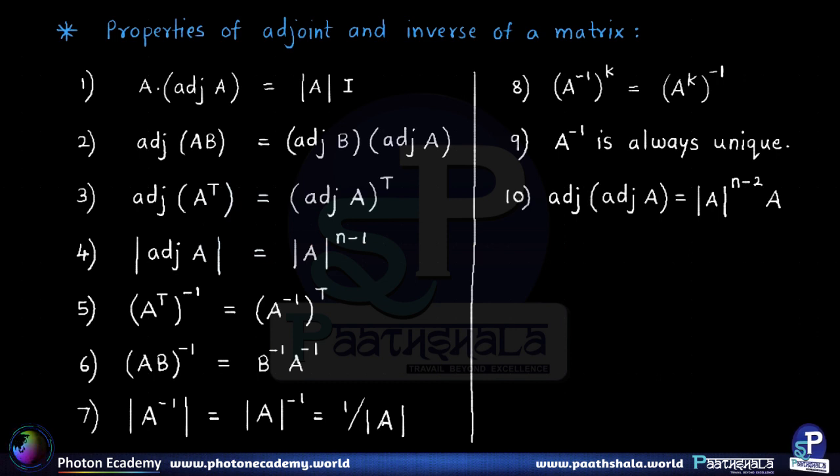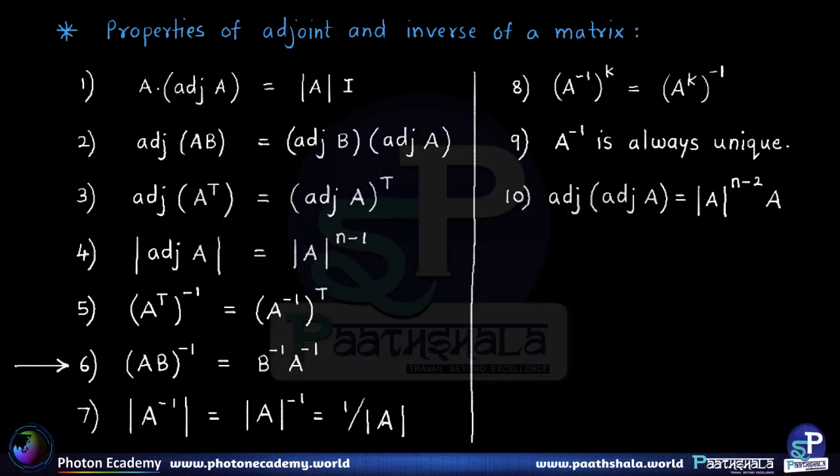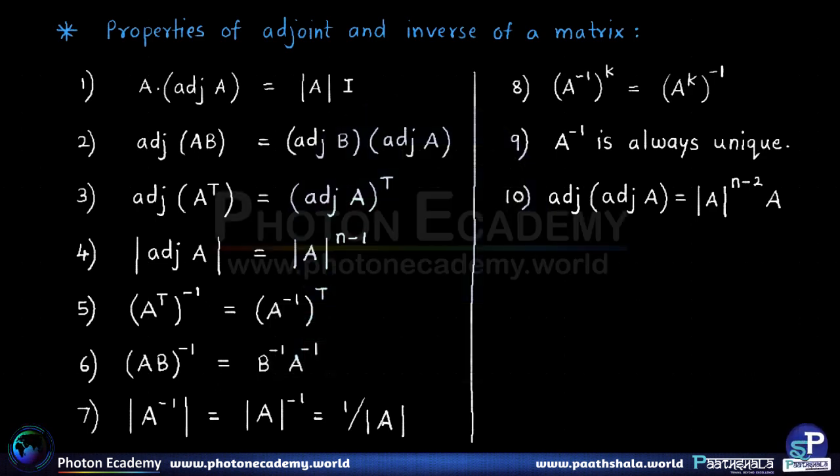The next property is the inverse of A transpose is equal to transpose of A inverse. That means the operations of transpose and inverse can be interchanged as shown here. Next, in the sixth property, we have inverse of AB is equal to B inverse into A inverse. Here also we see the reversal law, that is the order of the matrices gets reversed, similar to property number 2. Then the seventh property is determinant of A inverse is the same as determinant of A raised to minus 1, which is nothing but 1 upon determinant of A. So that's the reciprocal of the value of the determinant.